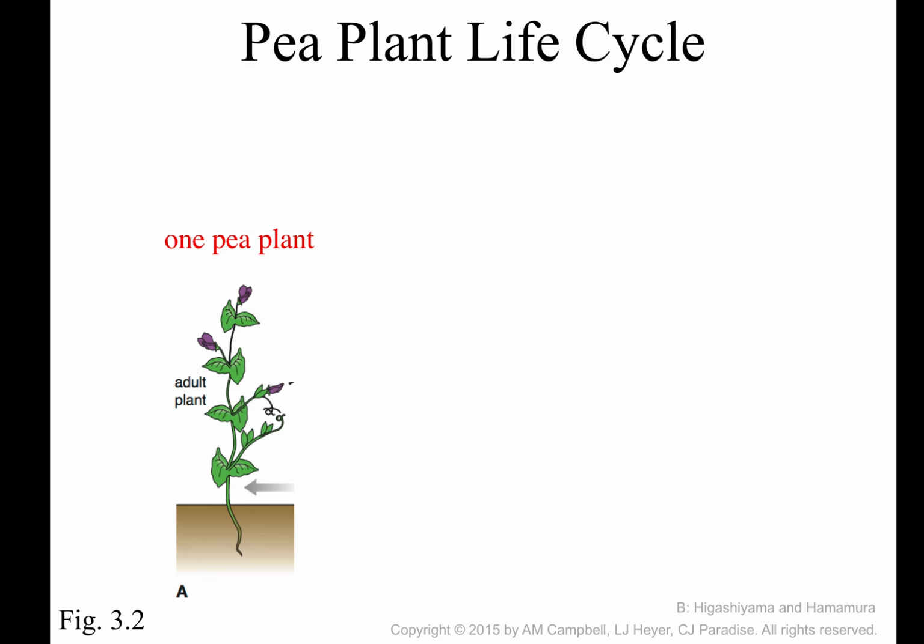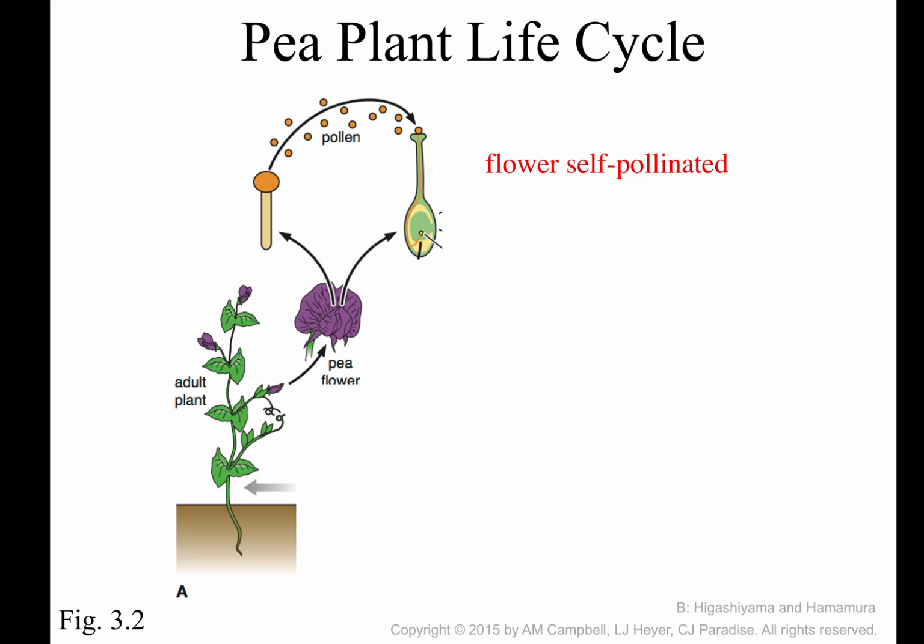In a pea plant, like you might have in your garden, there are certain characteristics. The stalk can be tall or short. Flowers can be different colors. Their seeds can be different colors. They can be round or wrinkly. And these are traits that Mendel followed over generations of pea plants.